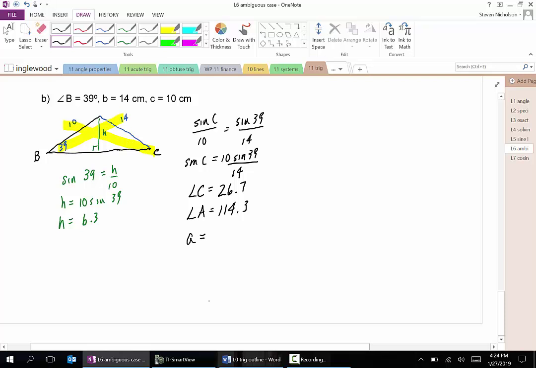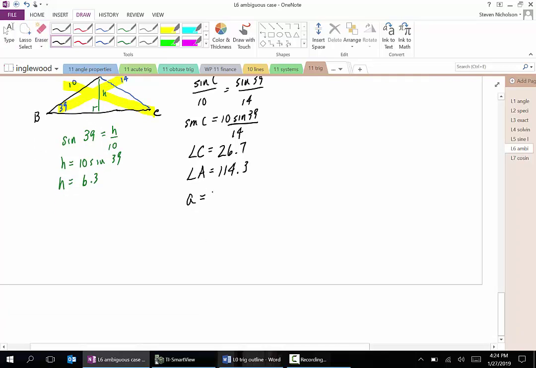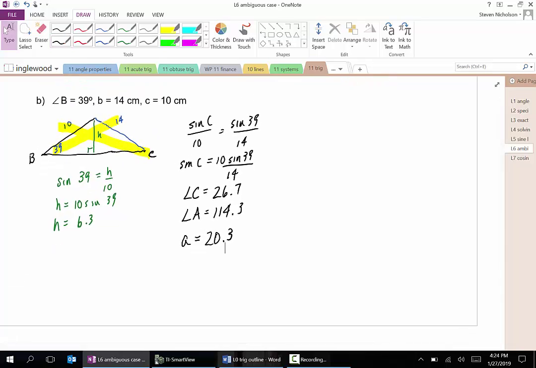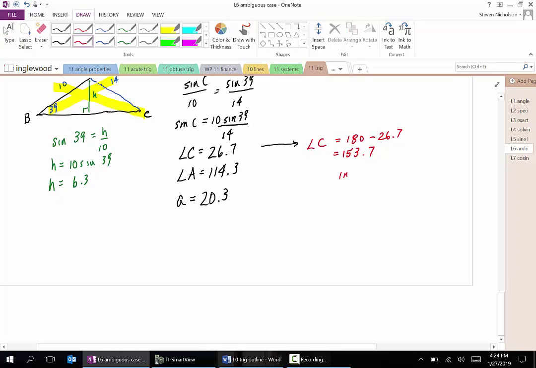And if you want to use the sine law again to figure out little a, go ahead and make sure you get that. It's valuable. But here's what we said before when I said swing the 14 over. When you swing the 14 over, you're on the left-hand side of B, and that's not allowed. And if we use our supplementary angles, so if we thought there was going to be another solution, then angle C of our other solution would be 180 minus 26.7, which would equal 153.7. But what I want you to recognize is this is impossible.